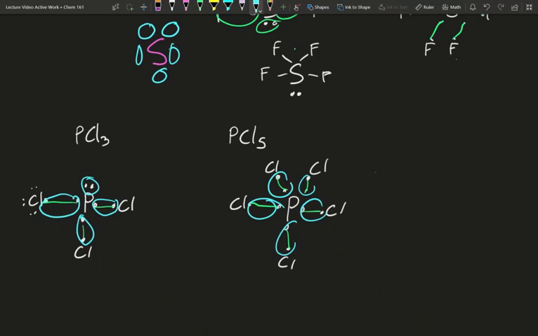We cannot do this with nitrogen. Nitrogen might be in the same column, but it's in the second period. You cannot make NCl5, but you can make NCl3. So these are a few examples on exceeding the octet, when our later elements can make more bonds than we would expect from our general Lewis structure rules.